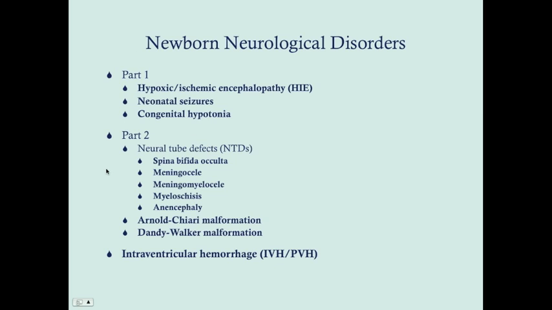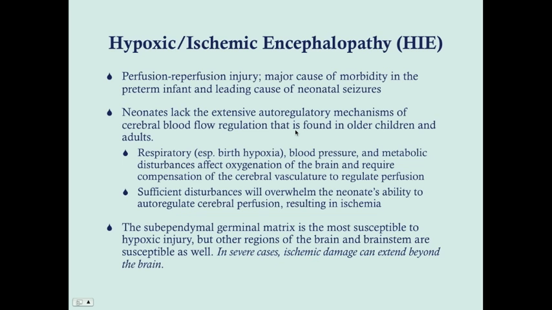In part two, we'll talk about the neural tube defects, a couple of malformations, and then I'm also going to address intraventricular hemorrhage, which is another possible sequela of hypoxic ischemic encephalopathy.